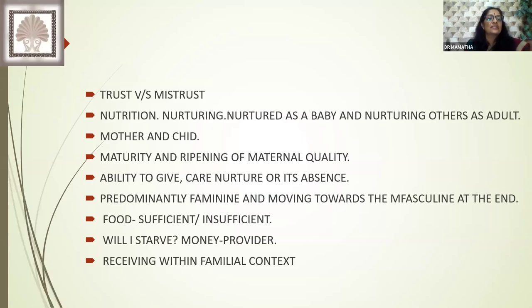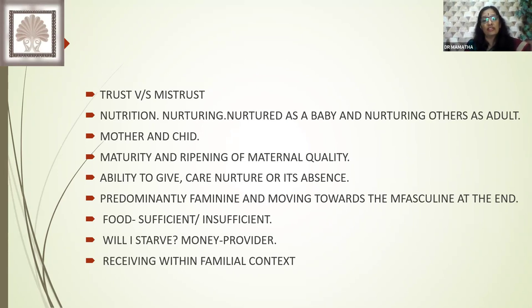Mother and child relationships, maturity and ripening of maternal quality, ability to give, care, nurture, or its absence. I didn't receive care. I was not able to give. All these issues also come under this level only. Predominantly feminine and moving towards the masculine at the end. Food, whether it is sufficient or insufficient. Whether I got it or not. Will I starve? So money is a provider of food and basic things here. So there is a fear of poverty as well, as we see in Bryonia.